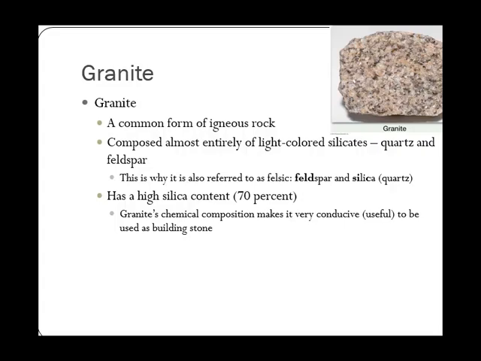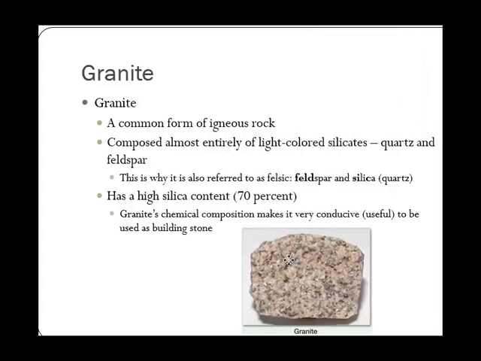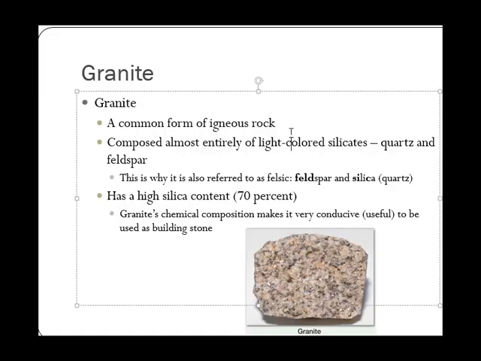You also have granite. Granite, of course, is a form of igneous rock, one of the most common types of rock. Granite is composed of light-colored silicates, quartz and feldspar. Silicates, remember, are things with silicon and oxygen. And the reason it's called felsic is because it has feldspar and silica. But the only thing that's really important to remember about granite is that it's a silicate, which means it has silicon and oxygen.